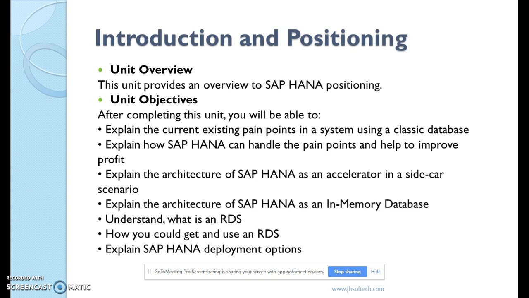We're going to discuss the overview of SAP HANA, and after completing this, you'll understand the pain points we normally face in all the projects where we are using the classical database. We'll be discussing the architecture as an accelerator, the sidecar scenario, and then the actual server being used. We'll explain the architecture of SAP HANA as an in-memory database, what exactly an in-memory database is, then RDS, with deployment options.